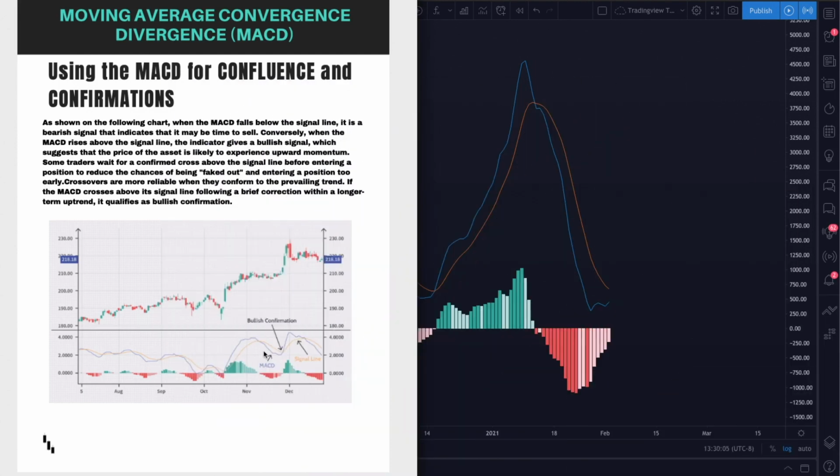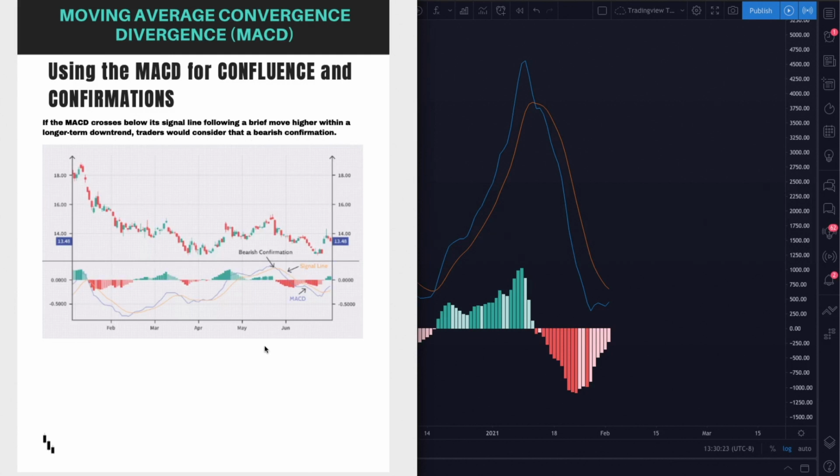So a confirmation is something that we are going to go over in great detail in the next chapter, and it lets you know that the bullish trend is indeed a strong bullish trend, and the same thing applies in reverse. A bearish confirmation will let you know that the downtrend is indeed a strong downtrend. Okay, so what are we going to use the MACD for?